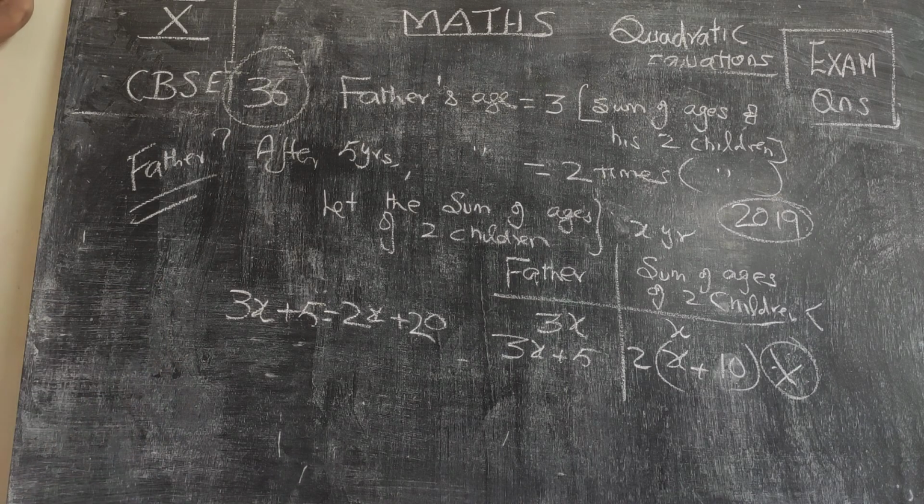Actually, this problem should have been discussed under linear equation and not quadratic equation. But while choosing the problem at random, I thought that father's age and children's age would end up with a quadratic equation. But it is not so. This will come under linear equation, because we easily solved the problem.